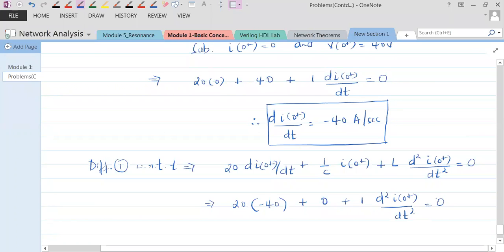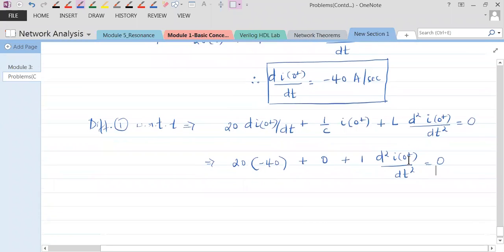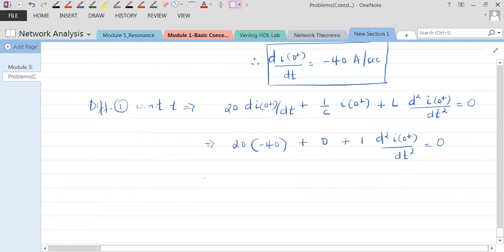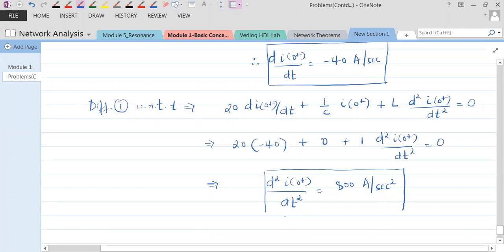Is that okay with you, everybody? Therefore, what is the double differential of I of 0 plus is this. Therefore, d square of I of 0 plus by dt square is actually 800 amperes per second square. The first order differential is amperes per second because it is current divided by time. Here it is current divided by time square. Okay, the double differential, second order differential. That is why it looks like this.